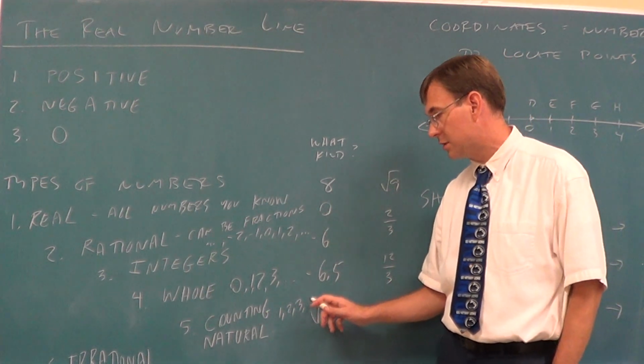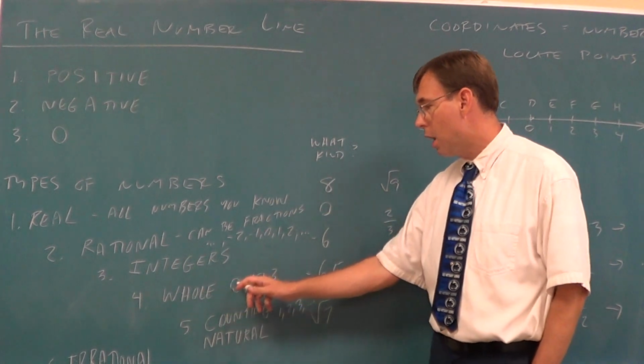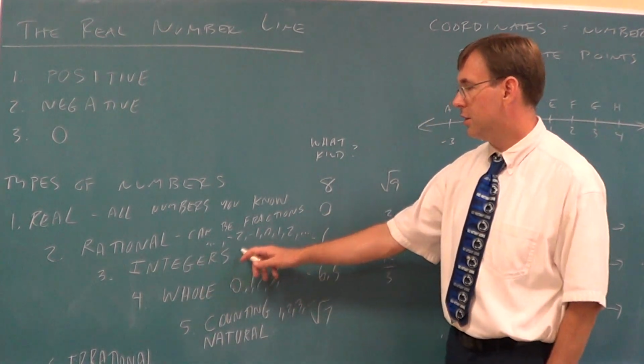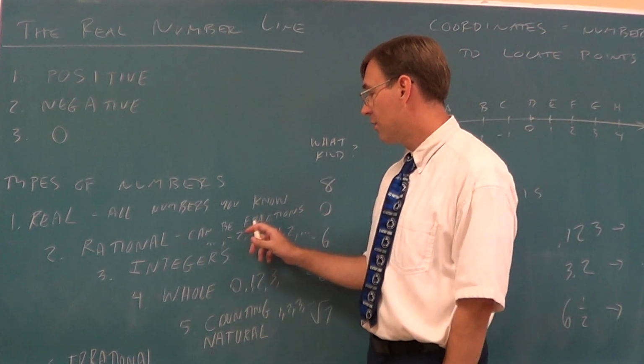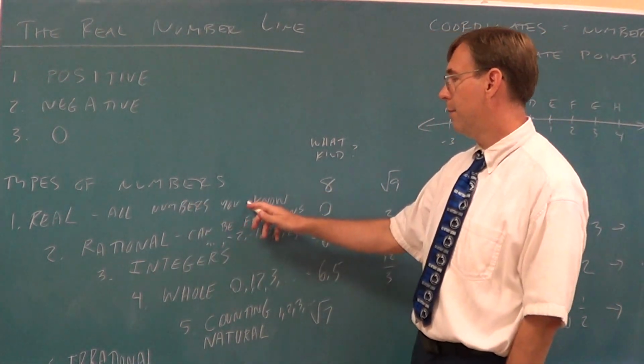Don't forget the forever symbol. Whole numbers, 0, 1, 2, 3, forever. Integers include the negatives, go forever both ways. Rational can be fractions. Real is all the numbers that you know.